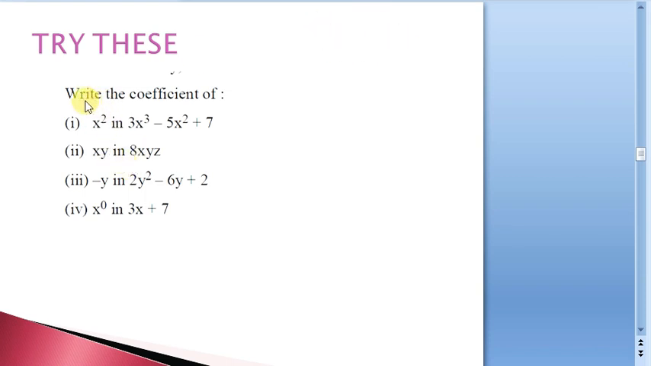Okay. Now let us take some examples from this particular discussion what we have done so far. Write the coefficient: 4 questions are given to us. Let us understand one by one. So x square in 3x cube and all in x square. Always first you write the term containing that particular thing asked. So here x square coefficient is asked. What is the term involving this x square? Minus 5x square. Write it separately as a term whole.